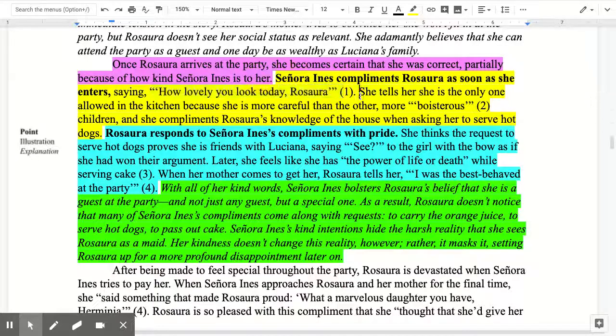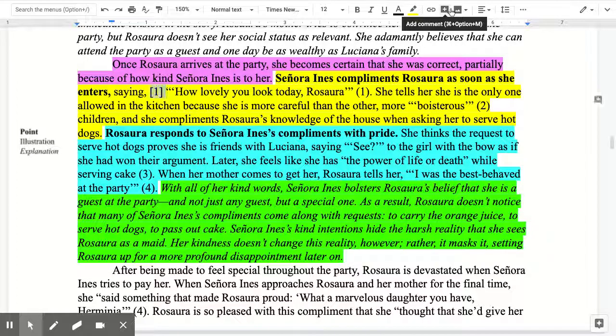And then I actually in this pie have 3 illustrations. So I'm going to go through, there are 3 examples that I have in here. I'll just add numbers when I get to them just so you can follow. So my point was Senora Ines compliments Rosara as soon as she enters, saying, "How lovely you look today, Rosara," right? So that's my first illustration.